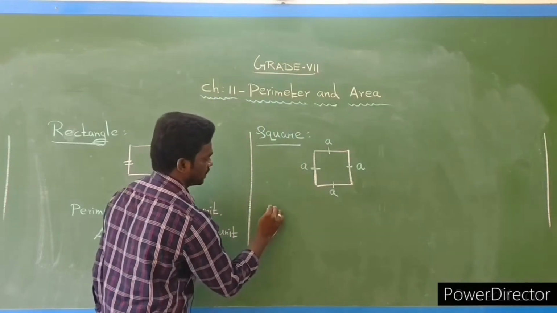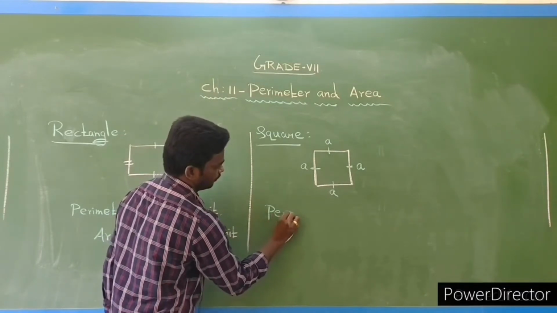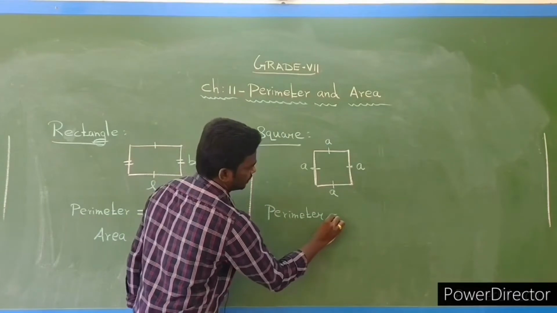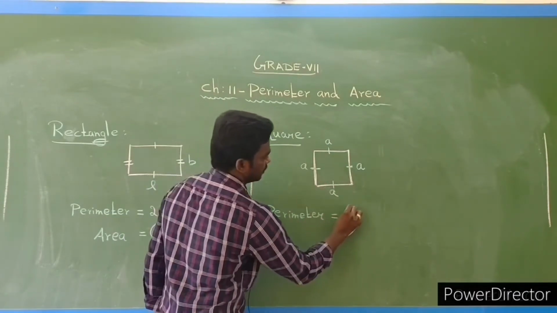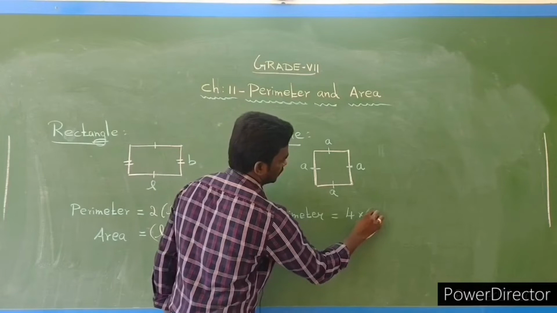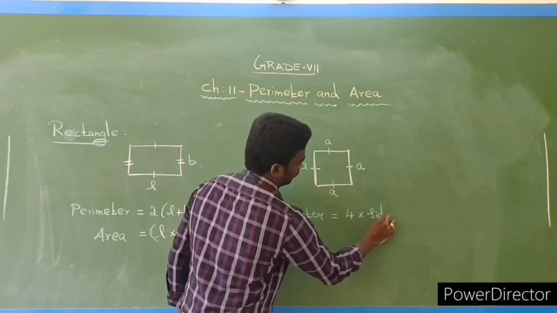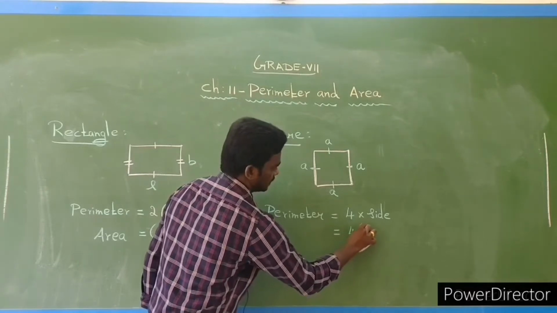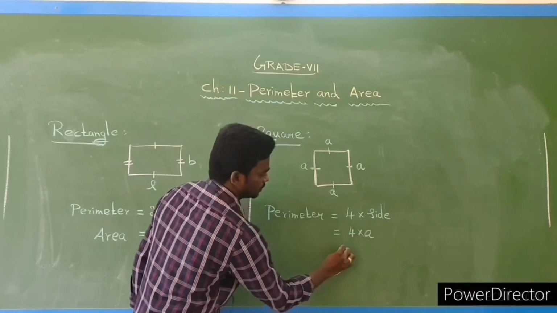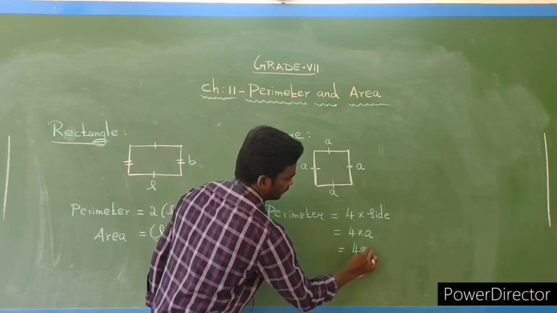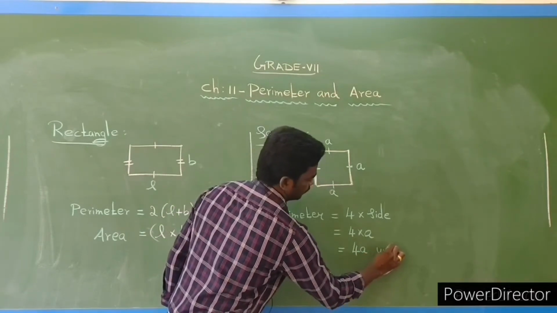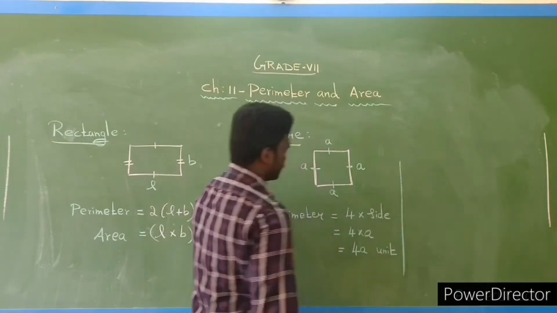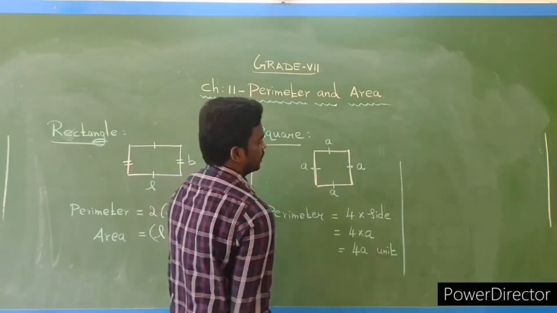So, what is the perimeter of the square? We know perimeter is equal to the sum of the lengths of its boundary. That is 4 into side, which is equal to 4 into the length of the side, A. So, 4A unit. So, the perimeter of the square is equal to 4A unit.